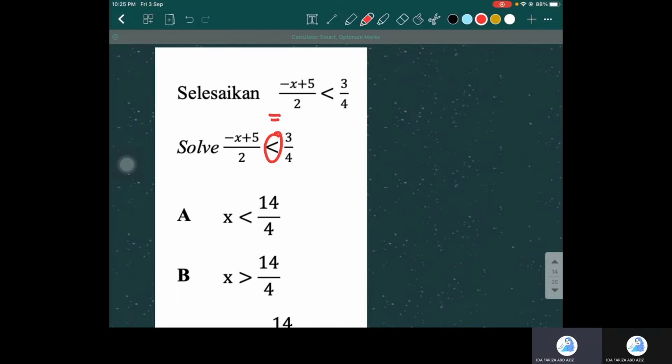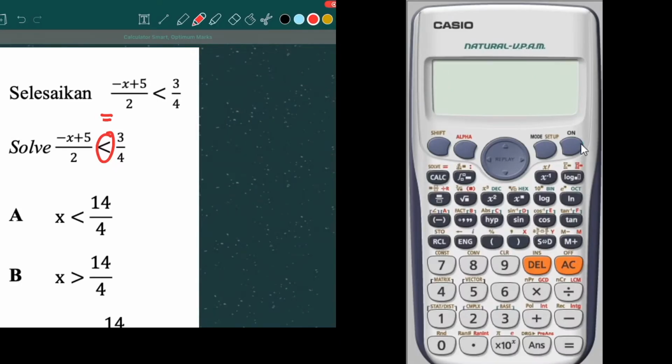Okay, so let's insert this into our calculator. So kita akan masukkan negative x plus 5. Okay, negative x plus 5 ni fraction kan. So kita tekan fraction dulu lah. Negative x plus 5 over 2. Okay, so bila nak pergi yang ke bawah tu tekan pakai arrow yang ke atas ni. Okay, over 2 and then alpha equal. Okay, buat fraction juga 3 over 4. Tengok teacher masukkan soalan exactly dalam calculator exactly macam soalan kita. And then tekan shift solve. Tekan shift solve sampai jumpa jawapan.